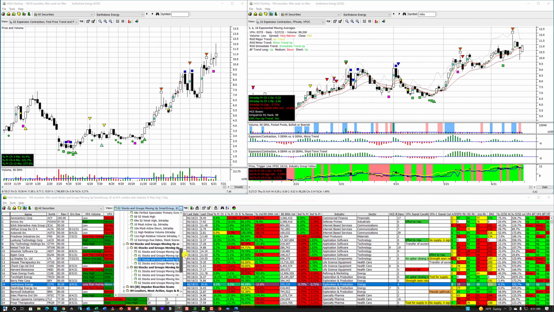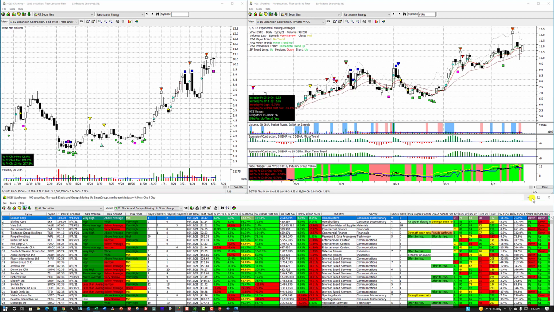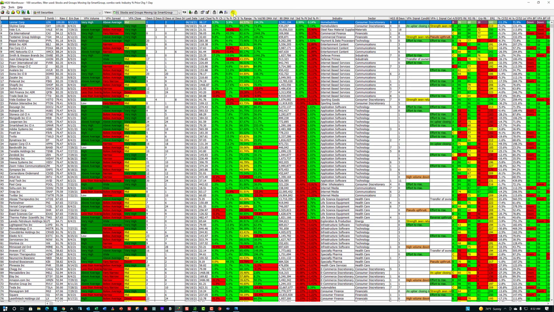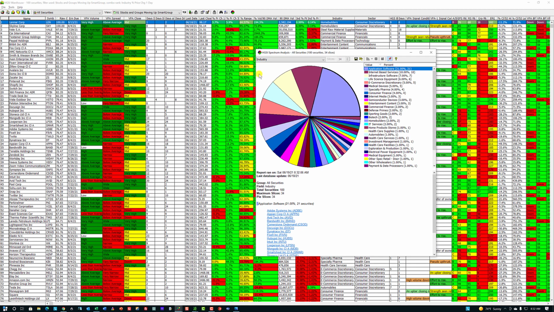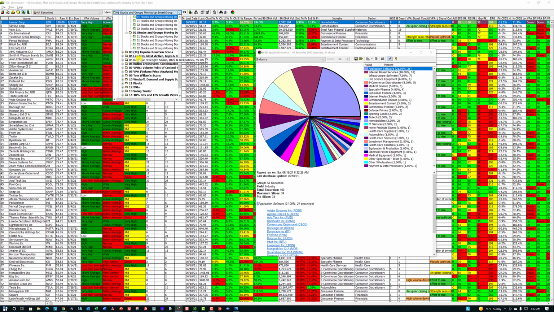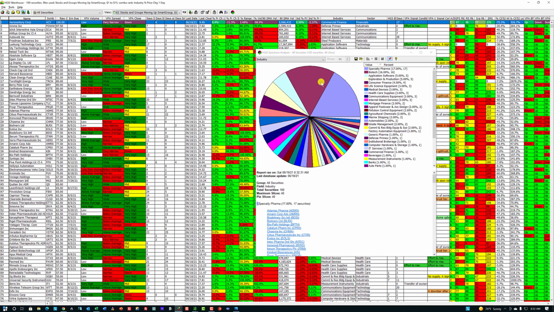By the way, let me do something here. I don't want to forget about this. You can do the spectrum analyzer for a quick read on what dominates this group. This is stocks and groups moving up. SmartGroup, everything, not just the 1 to 15. This was dominated by application software followed by internet-based services. Drop down here to the 1 to 15, specialty pharma, biotech.